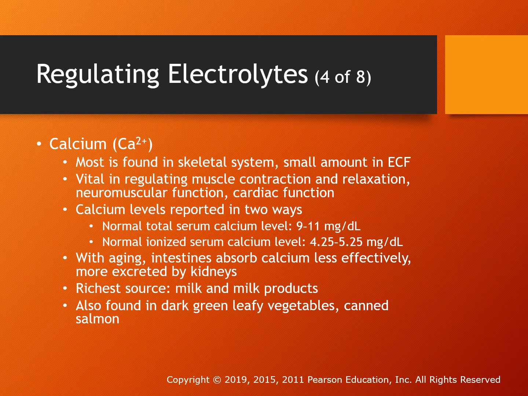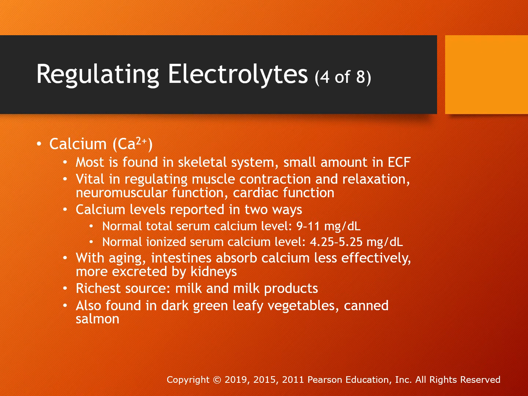Calcium is found in skeletal muscles and a small amount in extracellular fluid. It regulates muscle contraction as well as relaxation. So if you're having cramping again, you can have cardiac dysrhythmias as well. It's reported in two ways. The normal total serum calcium is 9 to 11, and the ionized is 4.25 to 5.25.